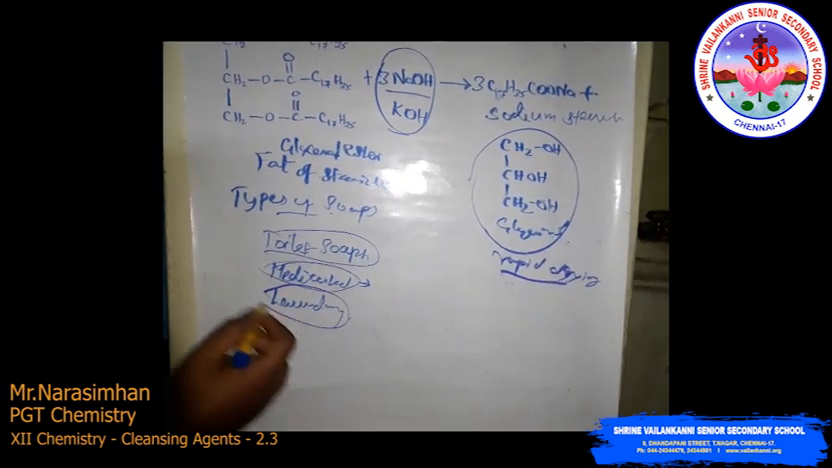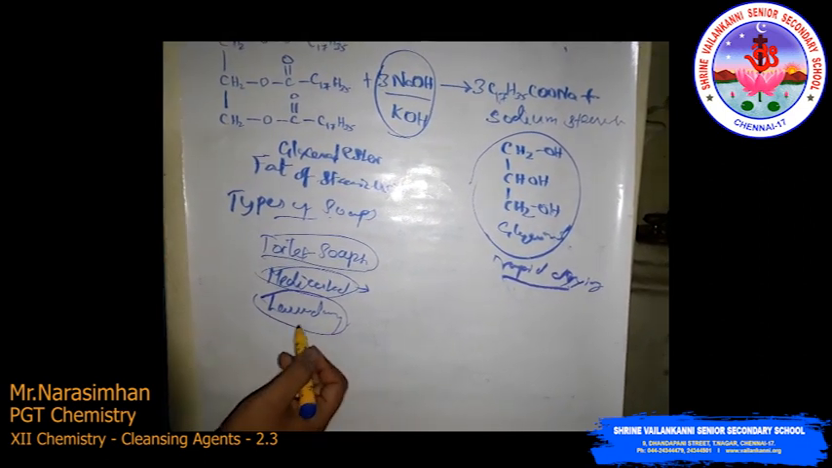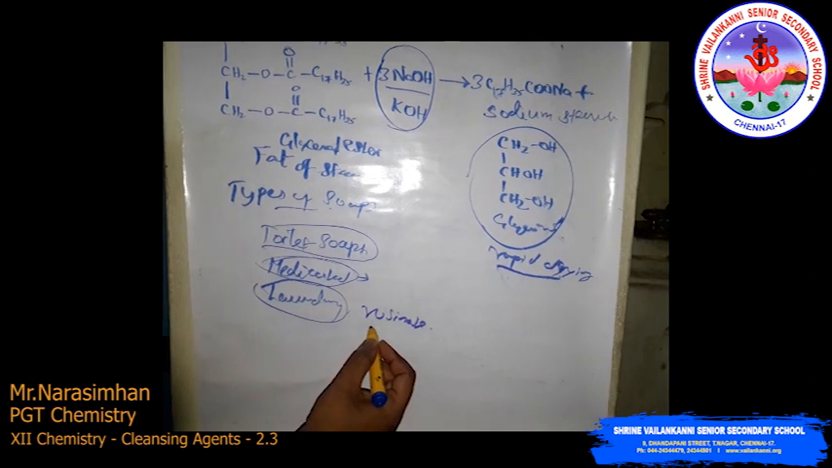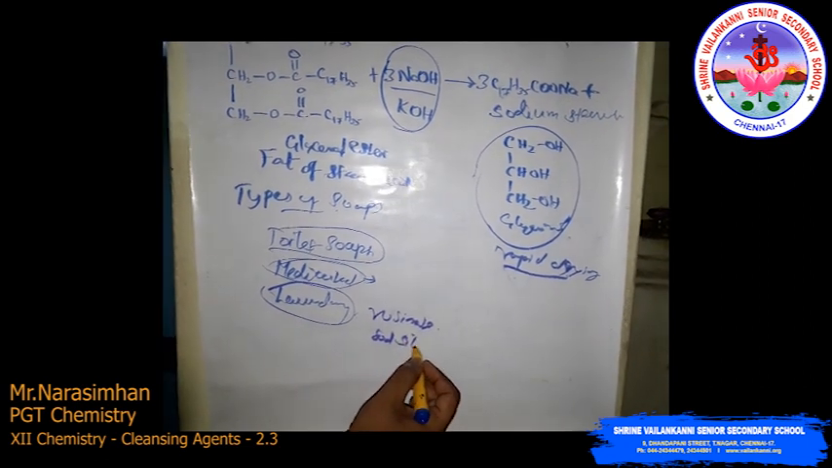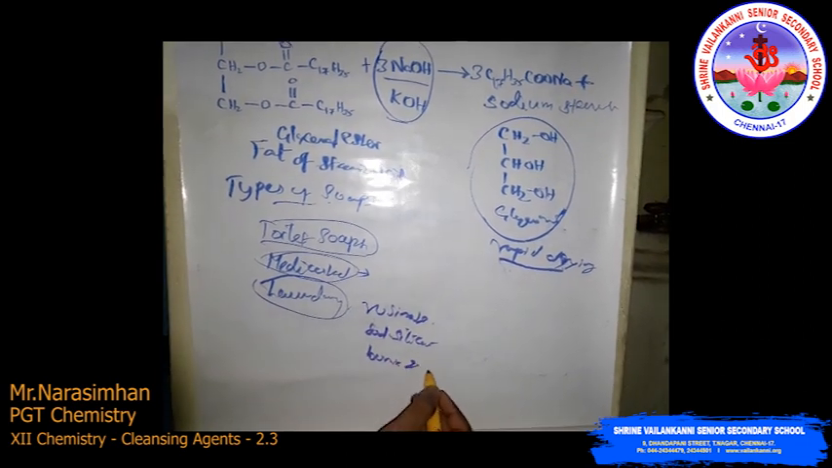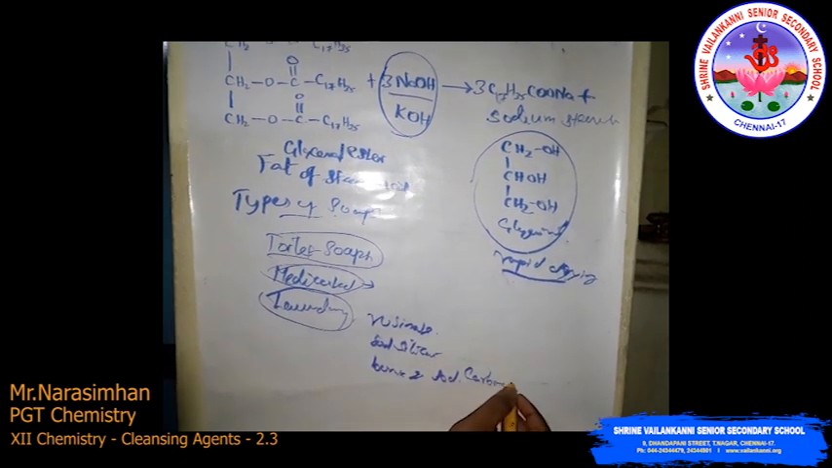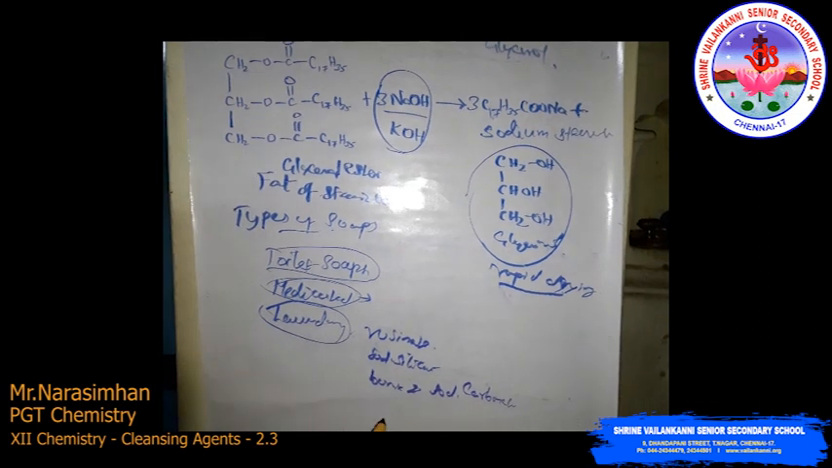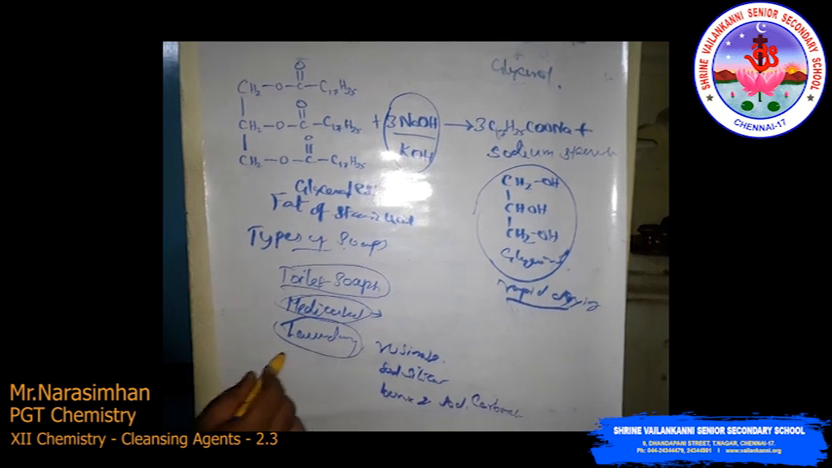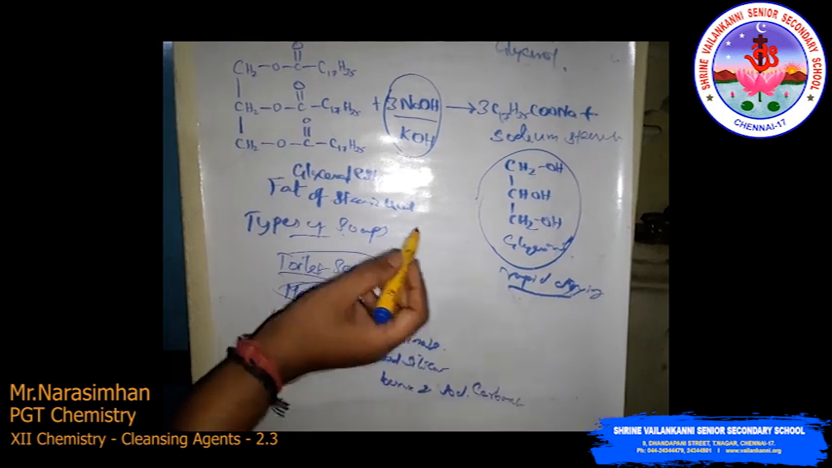Then laundry soaps. Laundry soaps contain fillers like sodium rosinate, sodium silicate, borax, and sodium carbonate. This is the main content of laundry soap. These are the types of soap: toilet soaps, medicated soaps, laundry soaps, and shaving soap. Next, we will discuss the detergents.